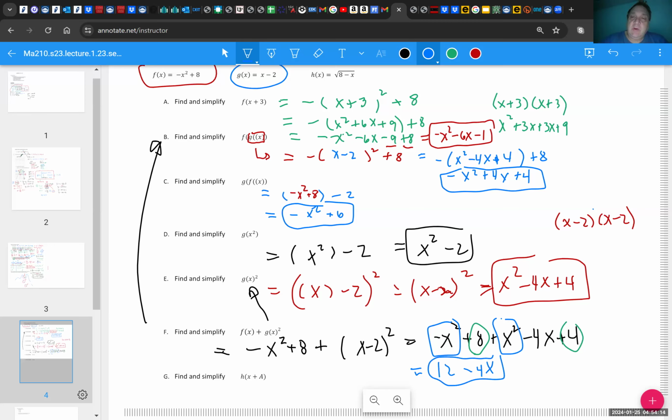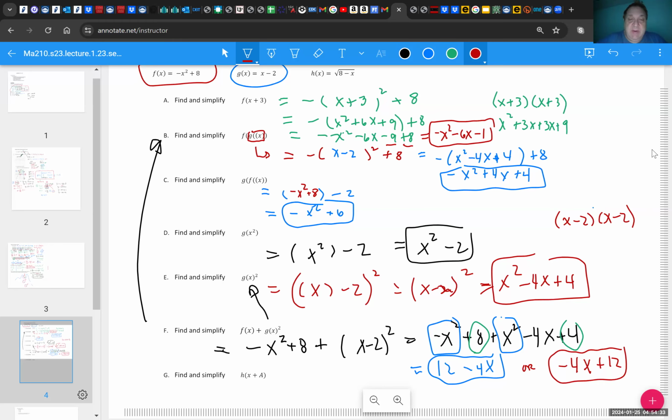Some people were taught in a previous math situation that you're supposed to write the x thing first. So if you're in that mindset, you certainly can write negative 4x plus 12 instead of 12 minus 4x. It's really up to you. It doesn't matter.